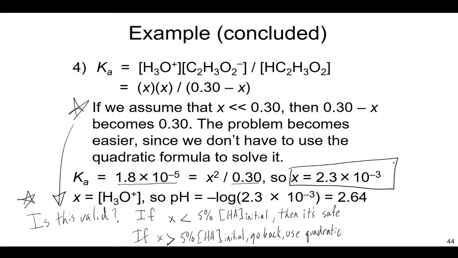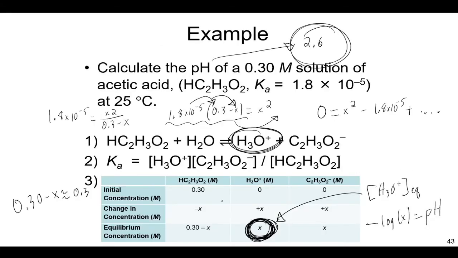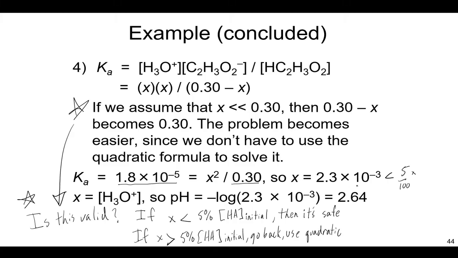Let's look at this value that we've got for X. Is it less than 5%? So we'll do 5 over 100, 5% of the initial acid concentration. The initial acid concentration was this 0.3, right? And so what we're saying here is this value of X that we're neglecting is much smaller than this, such that it's not changing it. Okay, so is this X value smaller than 5% of, in this case, 0.3? Well, 5% of 0.3 is 0.15.